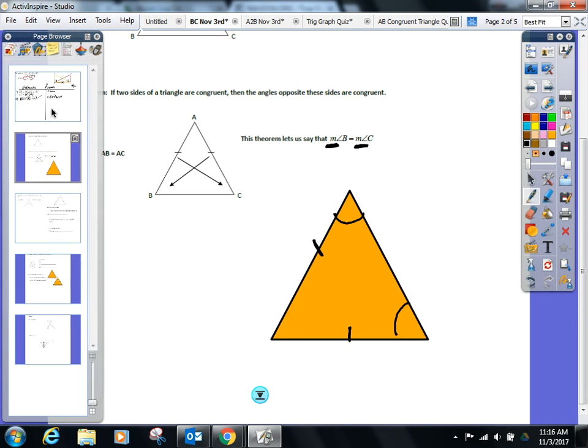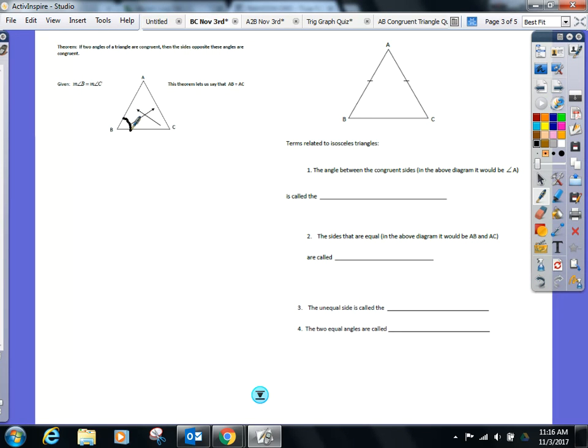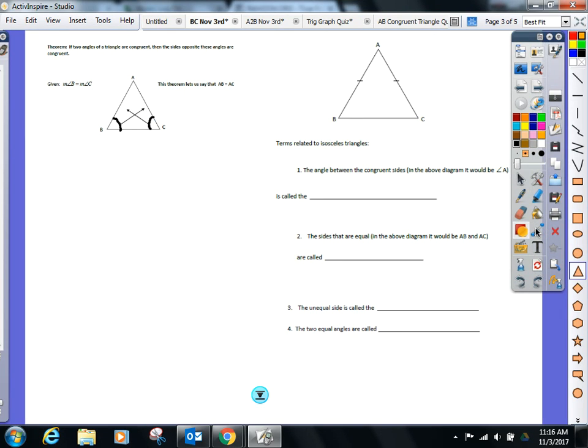And I can say the reverse. Let's say you give me one triangle where the 2 angles are congruent. It's isosceles, and the sides across from them are congruent now. So going in reverse, if I give you in a triangle, 2 angles are congruent, the sides across are congruent as well.